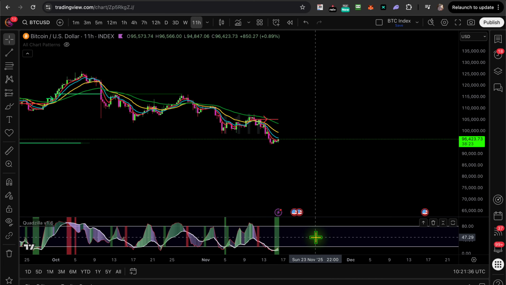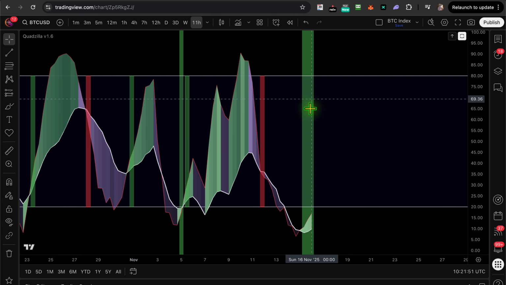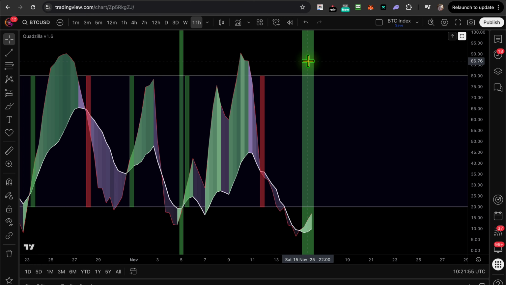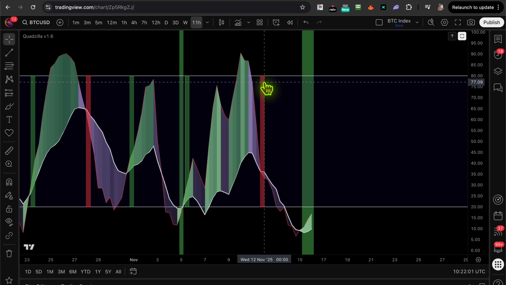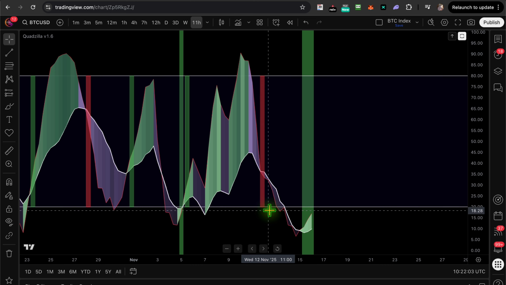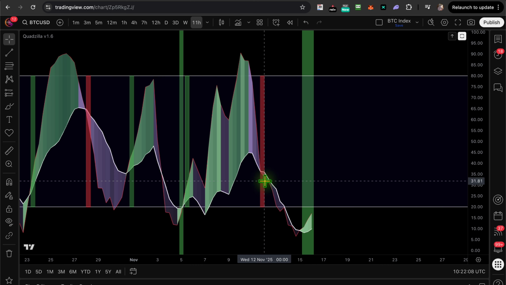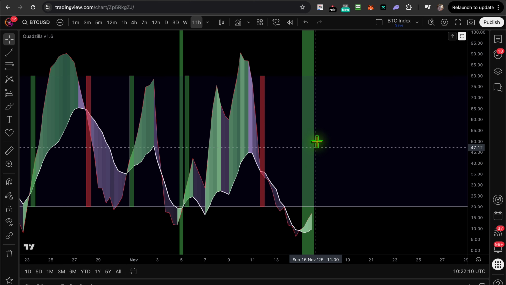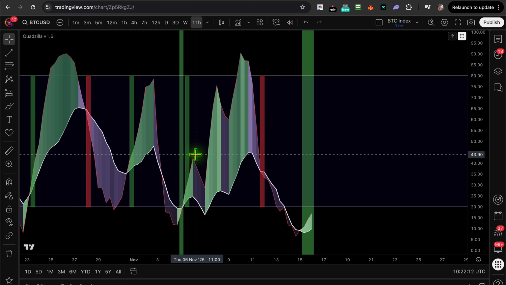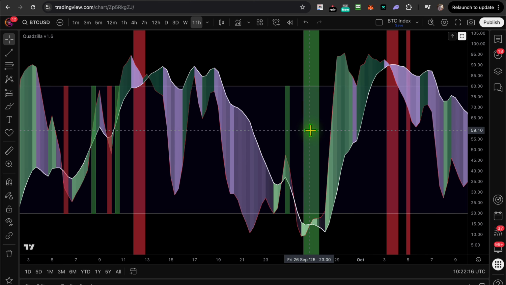Just for clarification, the green areas that are the full length of the oscillator are what we call the green backgrounds, and these ones that just stay between the 20% and 80% lines are something different. That's called a mid-range crossover. So it's these things here, like here, here, here. Those are the ones we're interested in. There are, of course, red ones as well, like here, here, and here.